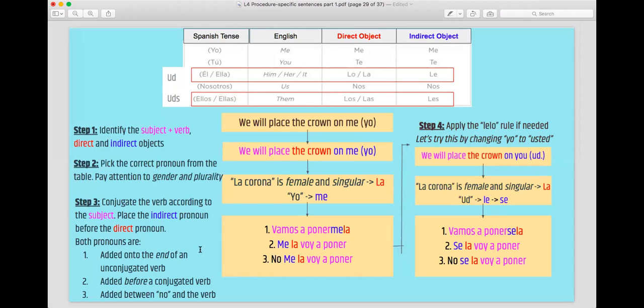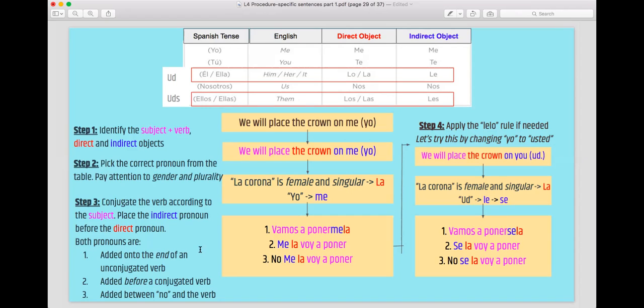So we have 3 situations. One, we add it onto the end of an unconjugated verb, vamos a ponérmela. Two, add it before a conjugated verb, almost like they're their own words now, me la voy a poner. Or three, if we want to say the negative, we just add a no onto the front, no me la voy a poner. And that sounds simple enough, I hope.